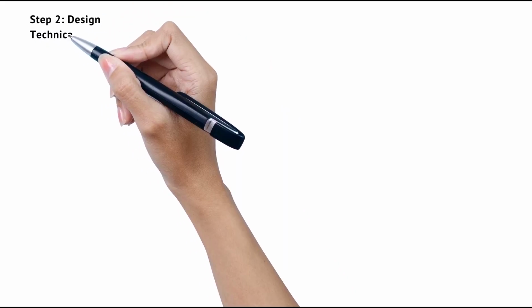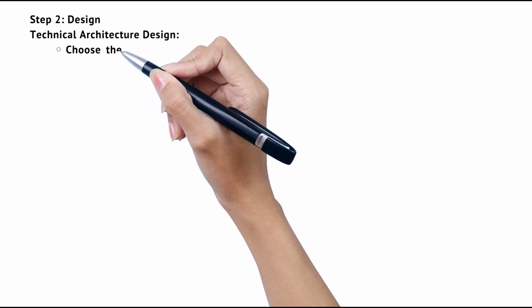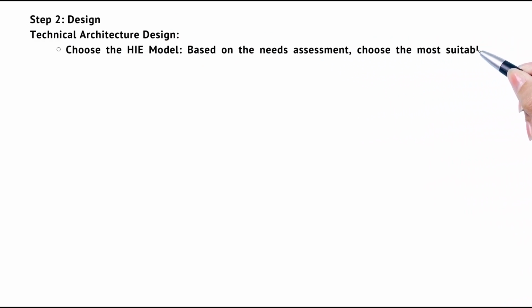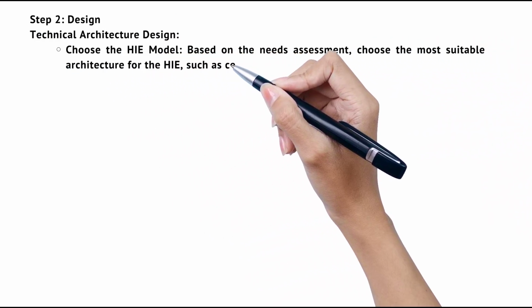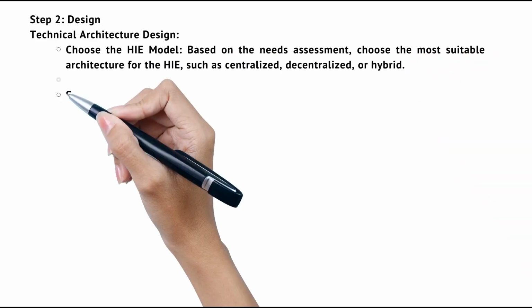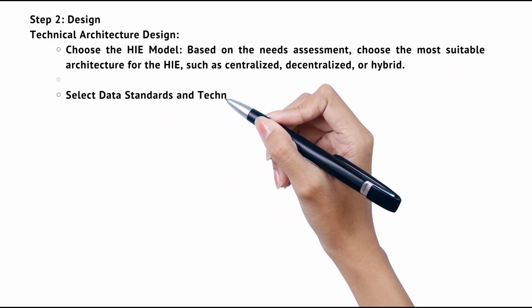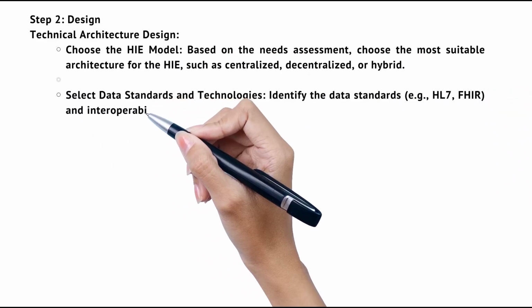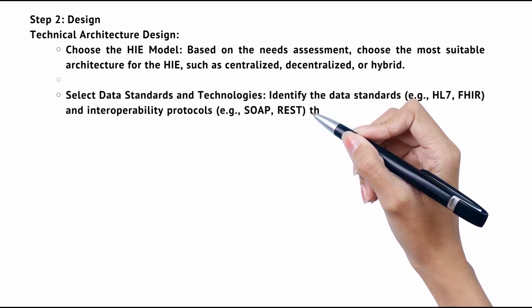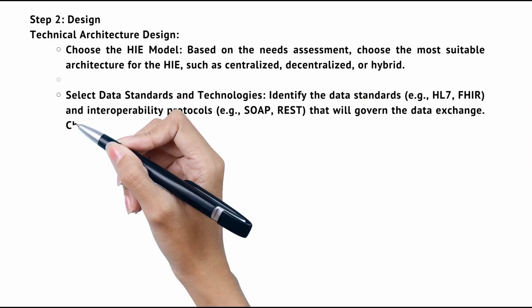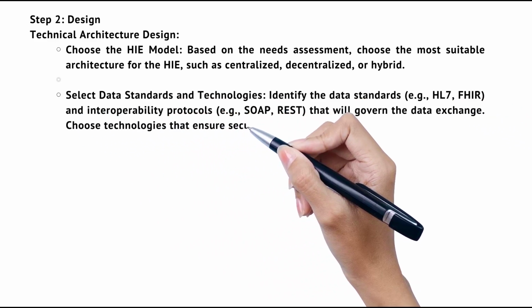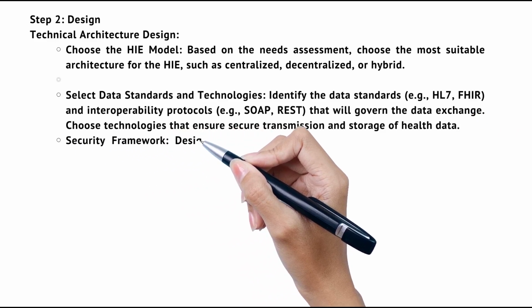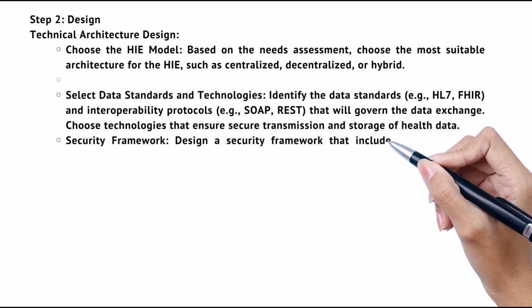Step 2. Design. Technical architecture. Choose the HIE model. Based on the needs assessment, choose the most suitable architecture for the HIE, such as centralized, decentralized, or hybrid. Select data standards and technologies. Identify the data standards, e.g., HL7, FHIR, and interoperability protocols, e.g., SOAP, REST, that will govern the data exchange. Choose technologies that ensure secure transmission and storage of health data.